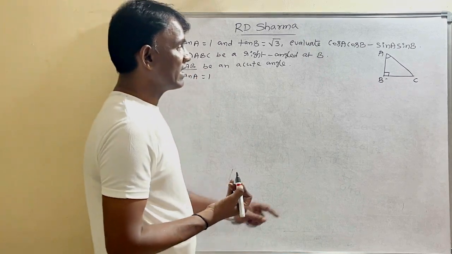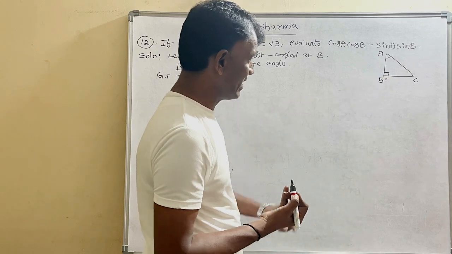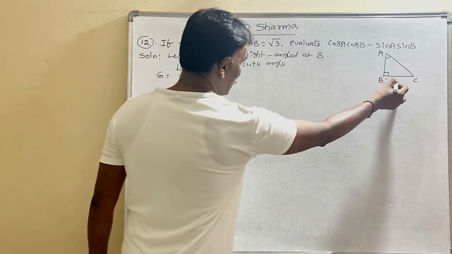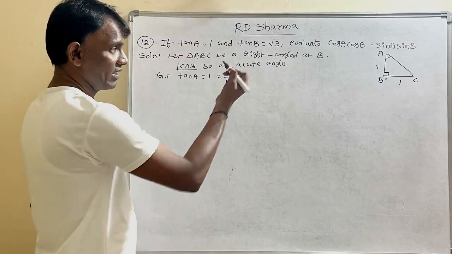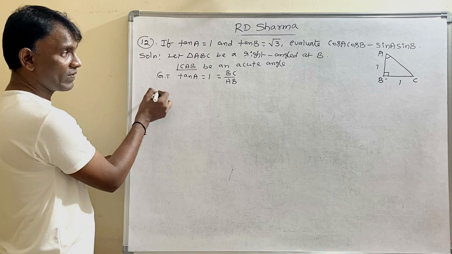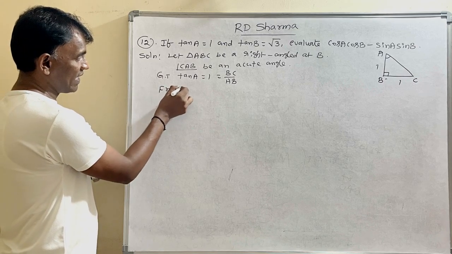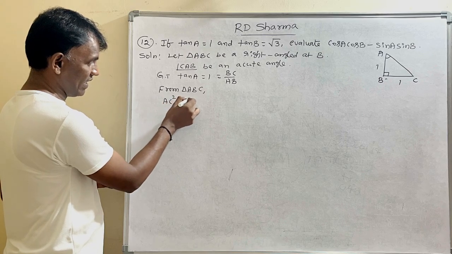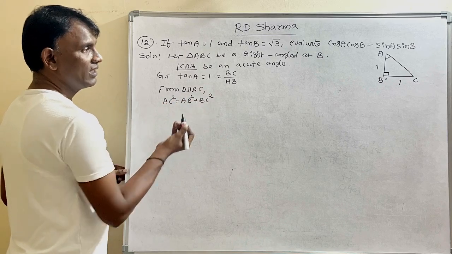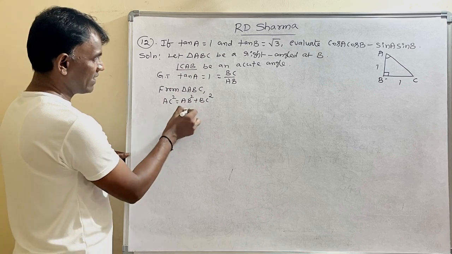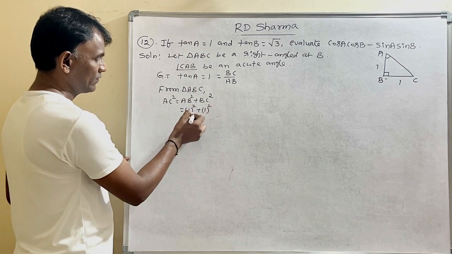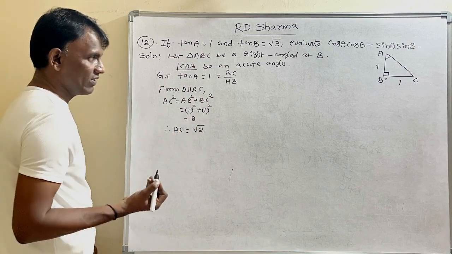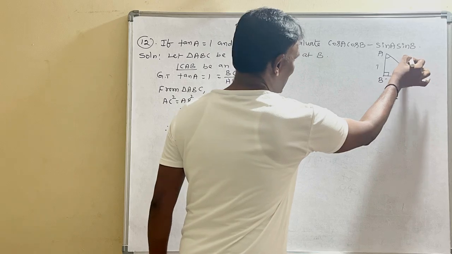Tan A means opposite side divided by adjacent side. What is that opposite side? BC. The adjacent side means AB. So here it is equal to 1. Now we want AC. For that we can use the Pythagoras theorem. From triangle ABC, AC square equal to AB square plus BC square. Now what is the value of AB? That is 1. So 1 square plus 1 square, so 1 plus 1, that is 2. Now what is the value of AC? That can be written as root of 2.